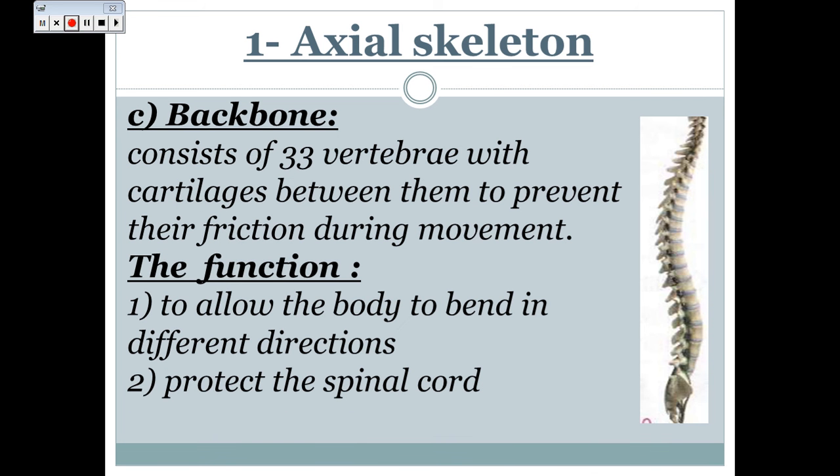C. Backbone. Our backbone consists of 33 vertebrae with cartilages between them to prevent friction during movement. And the function of the backbone is, number 1, to allow the body to bend in all directions, and to protect our spinal cord.